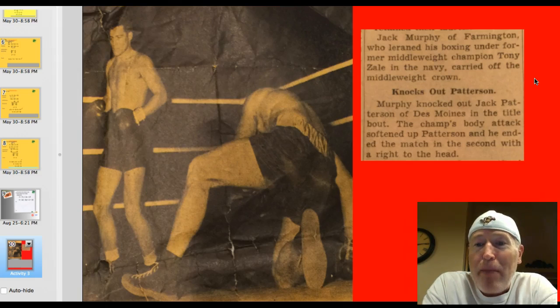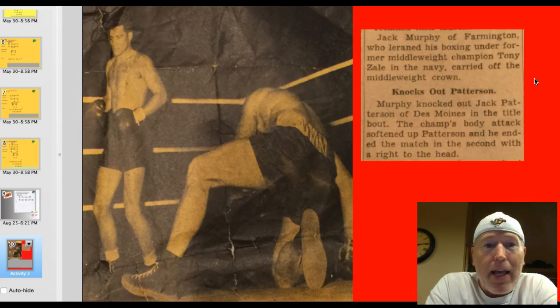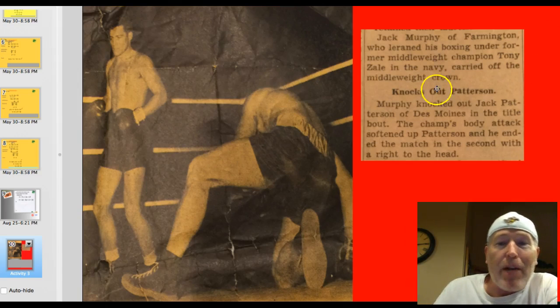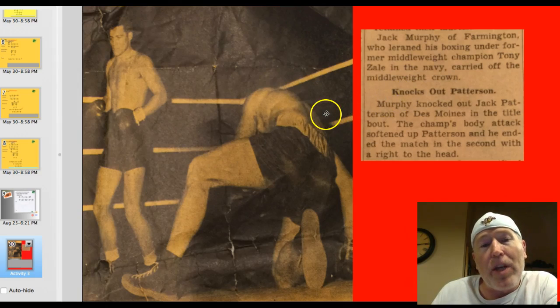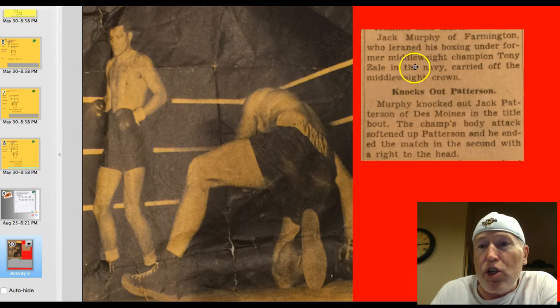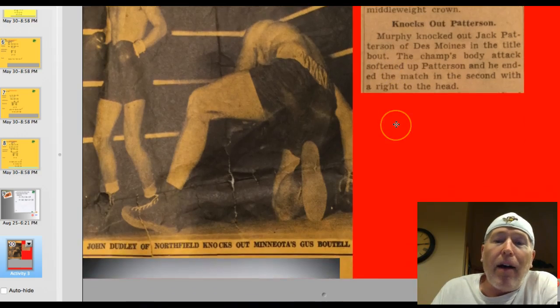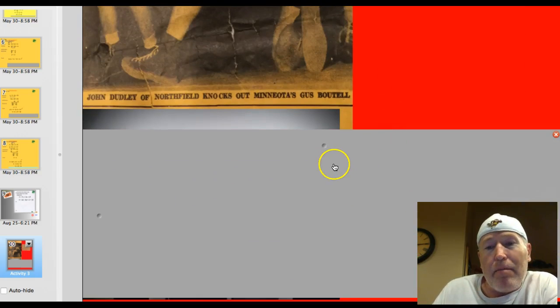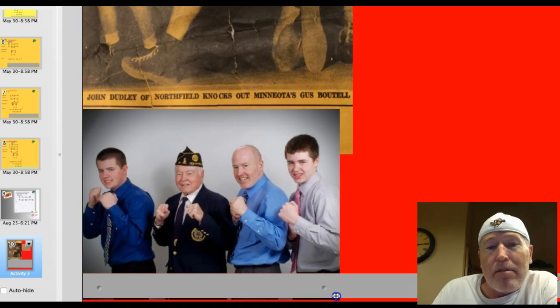Murphy knocked out Jack Patterson of Des Moines in the title bout. The champ's body attack softened up Patterson, and he ended the match in the second with a right to the head. So my dad was quite a boxer, so he held the middleweight championship of Iowa under the name of Jack Murphy.